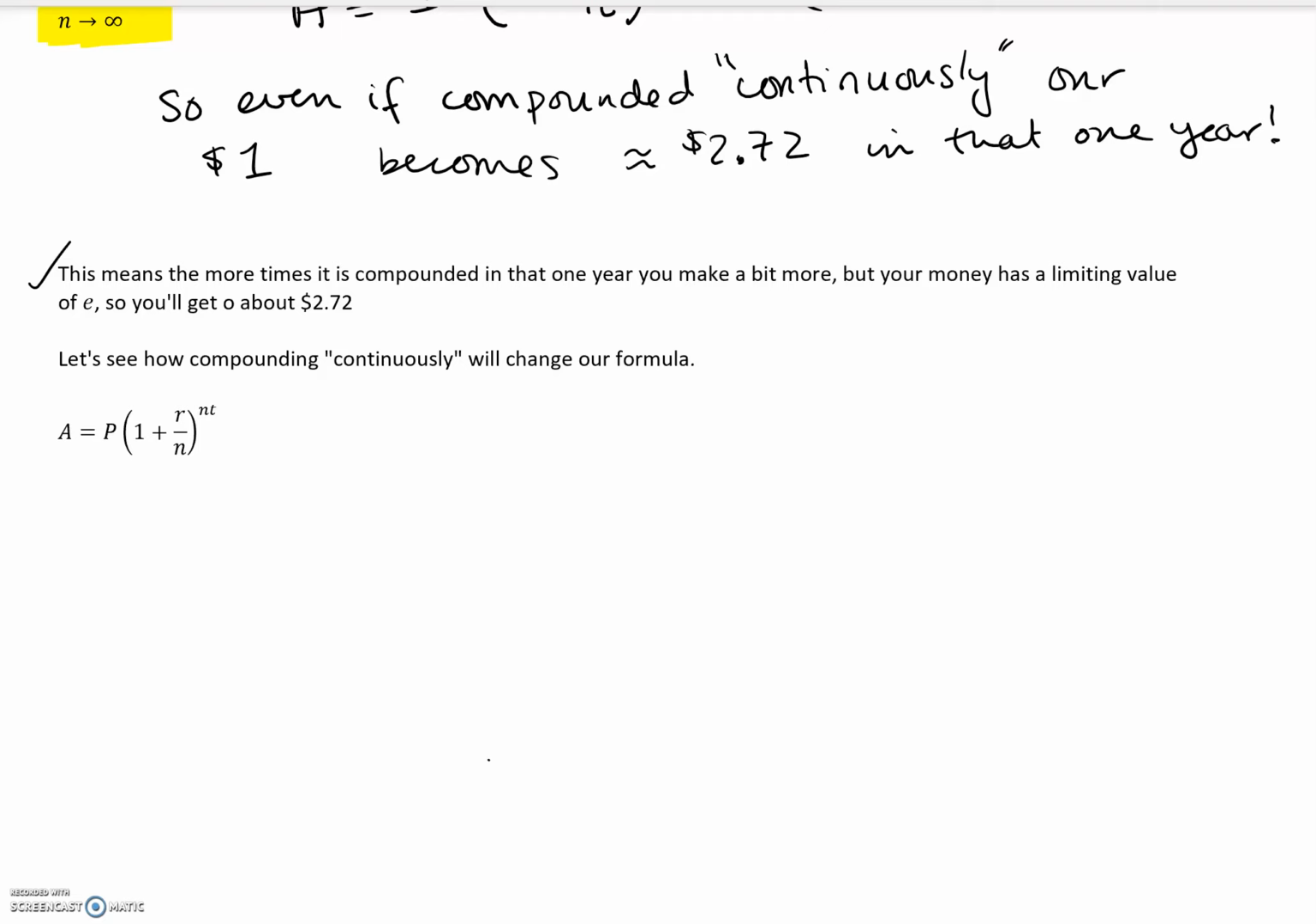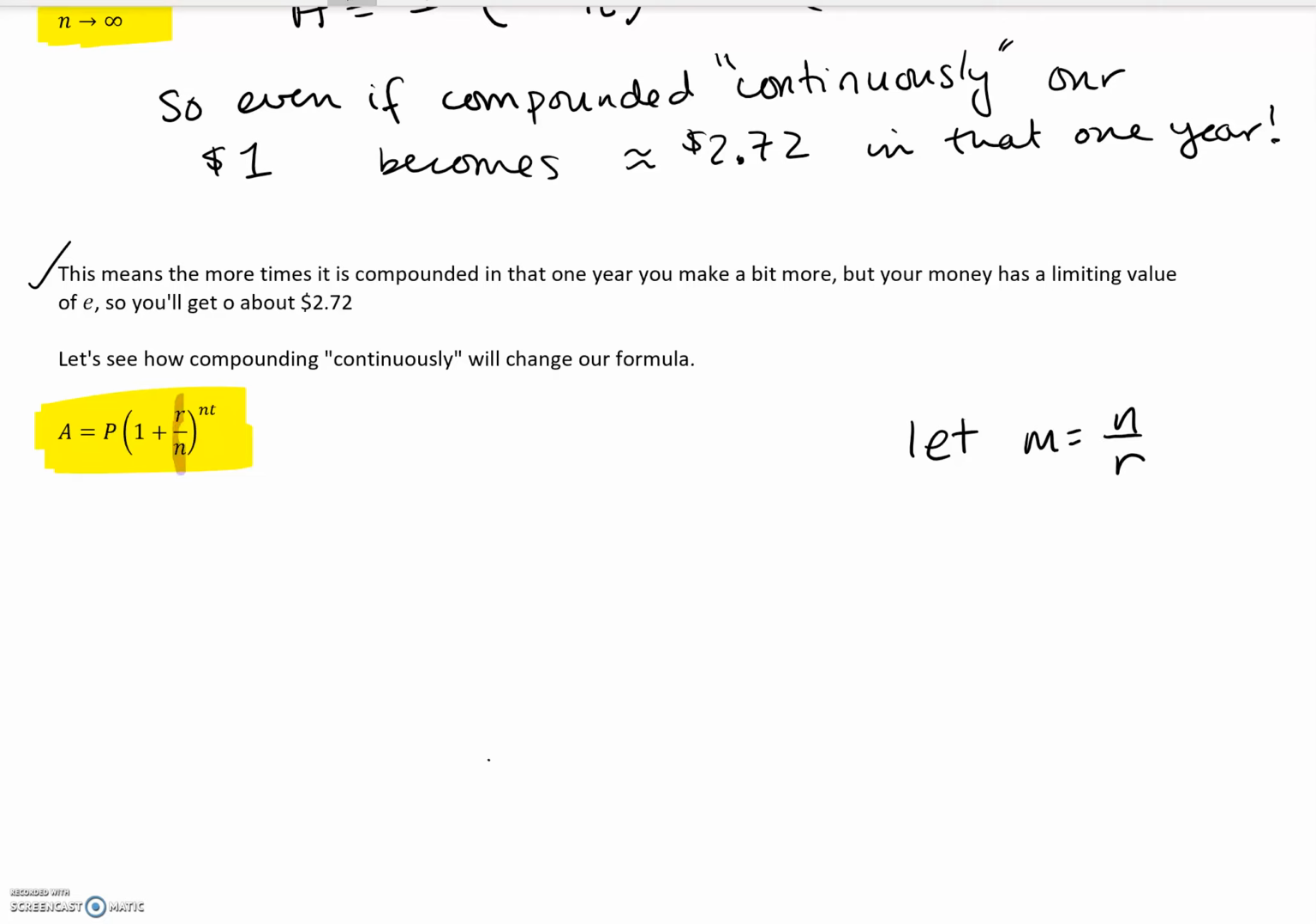Okay, let's pick up where we left off before. So we said what's going to happen if the compounding becomes continuous, so all the time. And how will this formula change when n gets bigger and bigger? So we'll start off with sort of a clever substitution. We're going to let m be n over r.